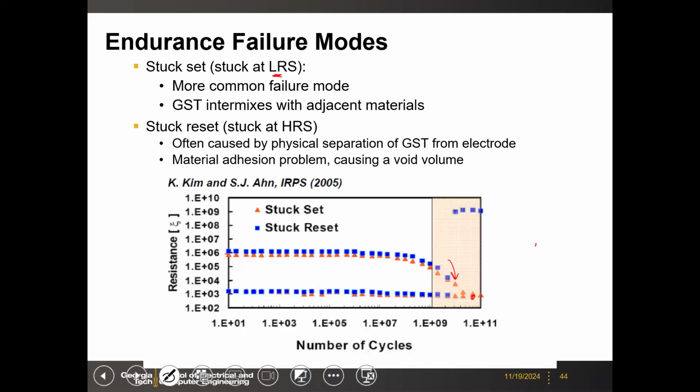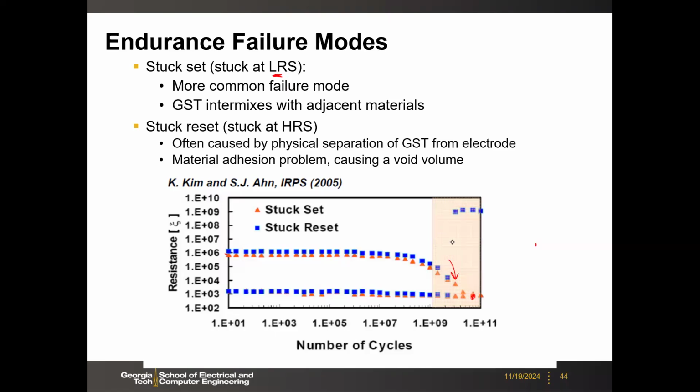And this is because the GST material is kind of intermixed with the adjacent material due to the so many thermal cycles. So the material will have some diffusion to the electrode, even to the barrier material.